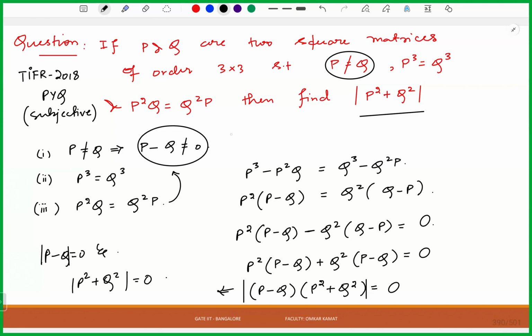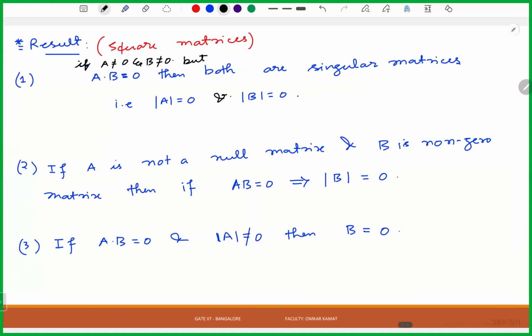And for sure, we know that this is a non-zero matrix. Or a second property also you can apply. Second property, what it says, guys, see, if A is not a null matrix and B is a non-zero matrix, then if AB is equals to 0, then determinant of B should be equals to 0. Correct?